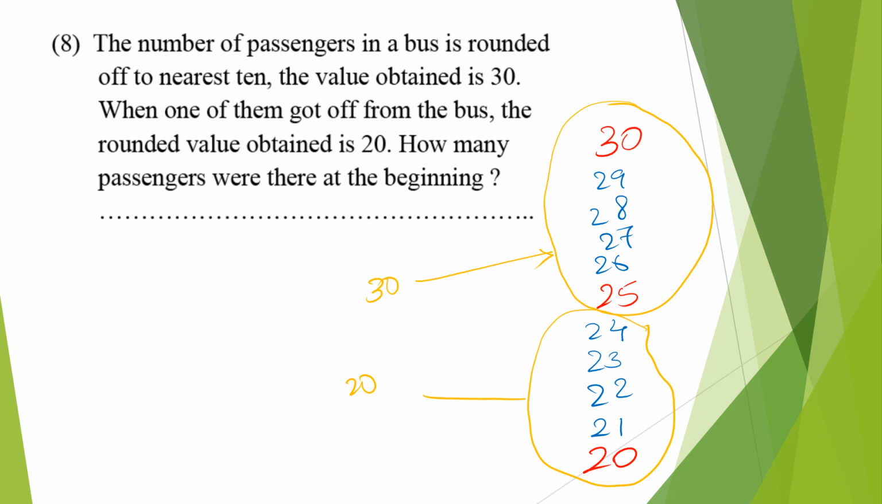But here you can definitely say the actual number of passengers initially must be 25. Then one of them gets off, and then it becomes 24. Then 24's rounded off value is going to be 20. So this is how we find this answer, and here we can say the answer is 25. There were 25 passengers initially in the bus.